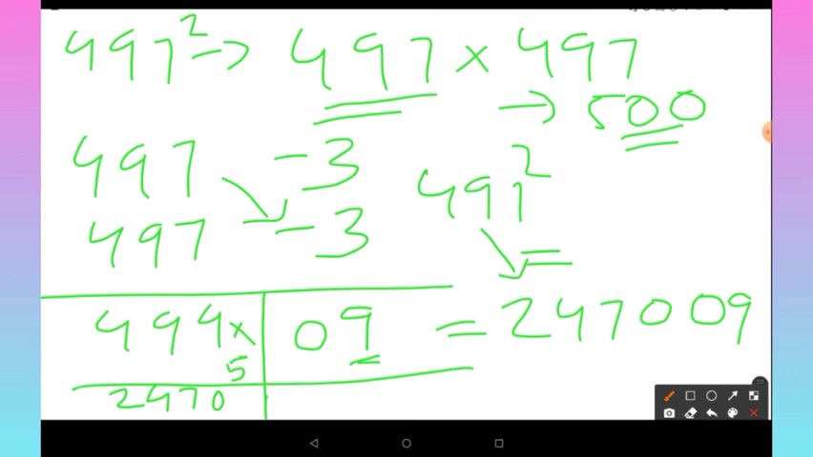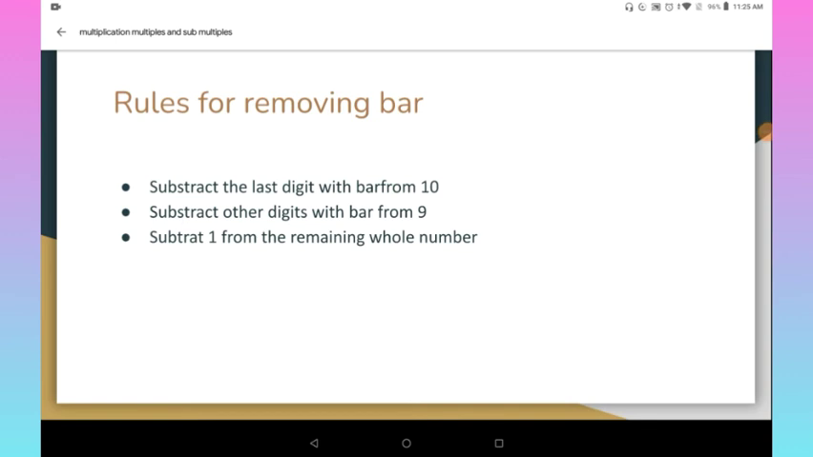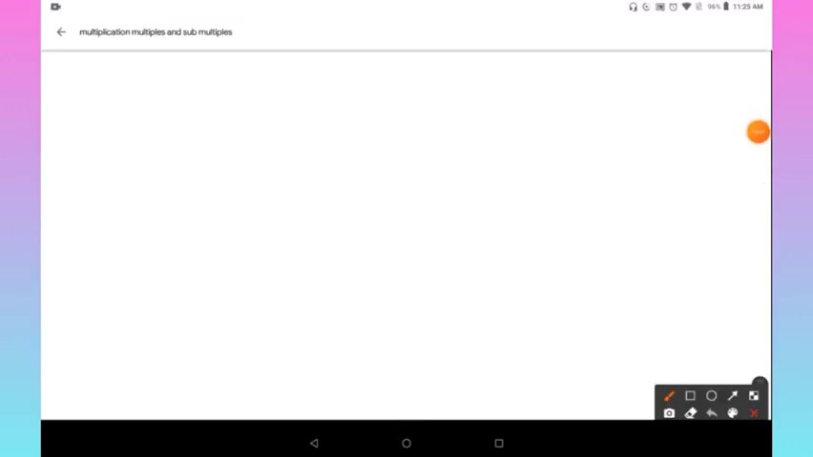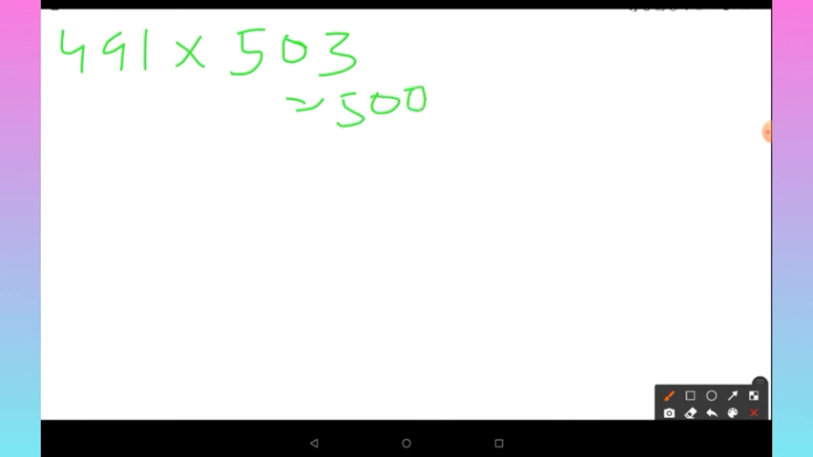Okay, so we can use this multiplication trick for finding the square of a large number also. So let's do one more example, the last example, and then we'll wind up this video. So your question is 491 into 503. You are asked to find out 491 into 503. So how will you do? So your closest multiple, we'll take base as 500. Okay, we'll take base as 500.